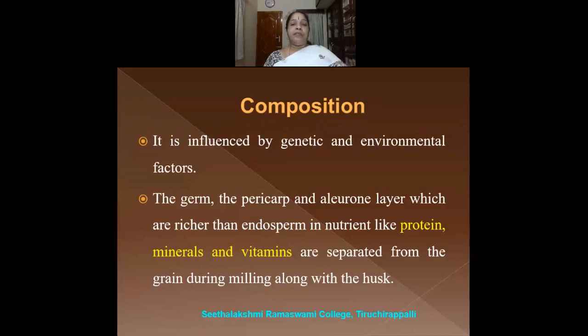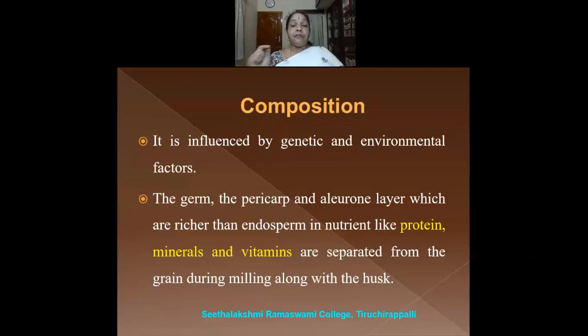So, the wheat grain also has an outer coat. The rice also has an outer coat. So the outer coat is golden yellow in color. While we mill the rice, during the milling process, the outer portion of the rice, that is the husk, is removed. And along with the husk, what happens? The pericarp, the aleurone layer are also removed. So the pericarp, aleurone layer, and the germ are removed during the milling process.